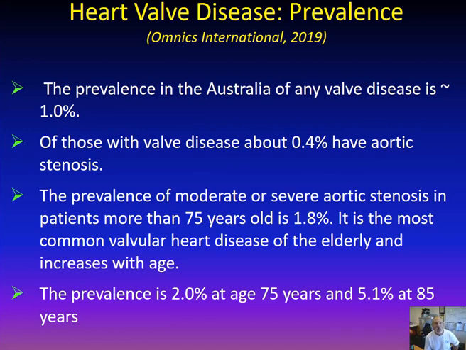Now, the prevalence in Australia of any valve disease is approximately 1%. And of those with a valve disease, less than 0.5% have aortic stenosis. The prevalence of moderate or severe aortic stenosis in patients more than 75 years old is about 2%. It's the most common valvular heart disease of the elderly, and it increases with age. And it's not surprising, actually, because with everything, we see deterioration with aging. The prevalence is about 2% at 75 years, but it more than doubles at 85 years of age.